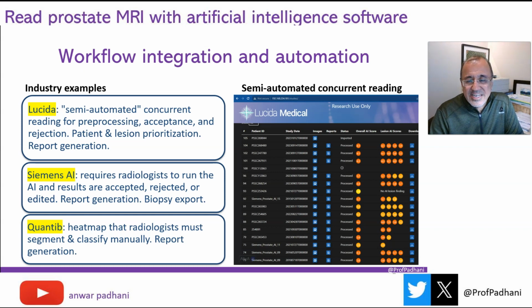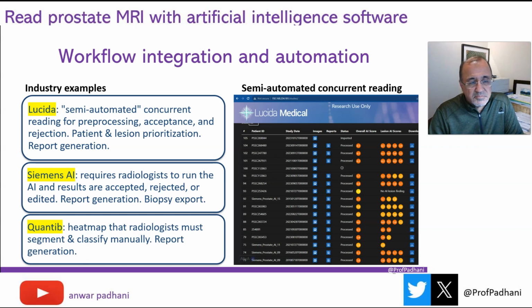In other words, it analyzes the data before I even get there. You can see that in this particular instance, it's imported this piece of software, but it's not analyzed it. These pieces of software have been processed. The overall patient level scores are given here. The number of lesions per case are also given here. And when there are no lesions, you can see it says no AI lesion findings.